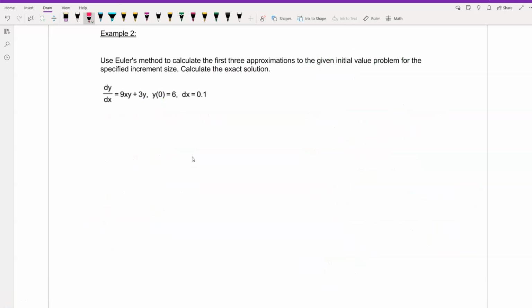Use the Euler method to calculate the first 3 approximations to the given initial value problem. For the specified increment size, calculate the exact solution. dy over dx is equal to 9xy plus 3y, y0 is equal to 6, and dx is equal to 0.1. So here on this part, we're going to use this formula: y sub n equal to y sub n minus 1 plus f of x sub n minus 1 comma y sub n minus 1 times dx. So the first part here is to calculate the first approximation, y1. So y1 is equal to y sub 0 plus f of x sub 0 comma y sub 0 times dx.